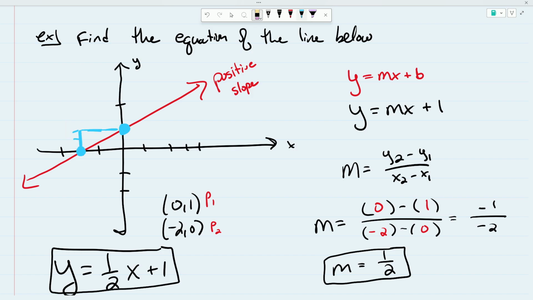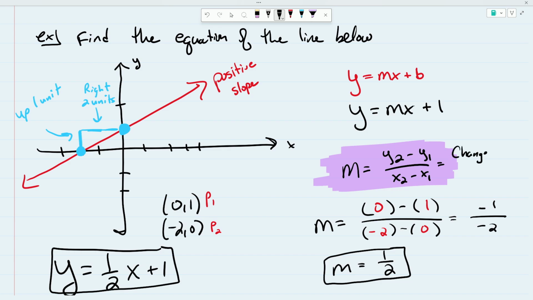So let me highlight that real quick. We went up 1 unit and then to the right 2 units. And if you remember, and I'm going to highlight it here for us, if you remember that slope is y2 minus y1, the numerator is going to be your change in the y direction. Change in y. And then the denominator is going to be your change in x.